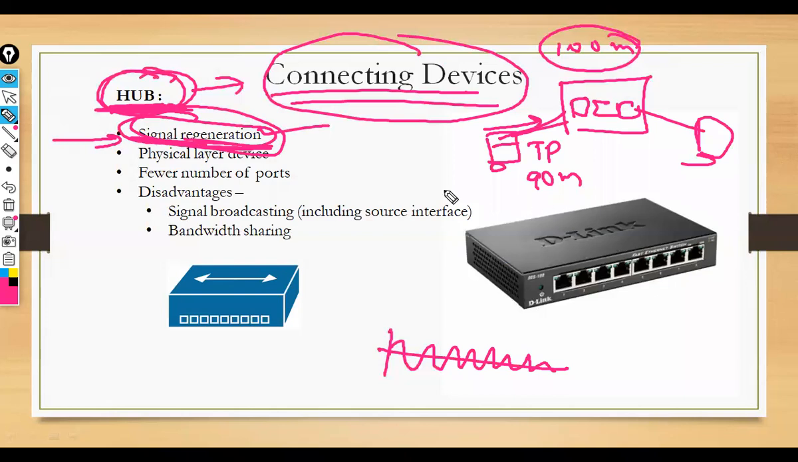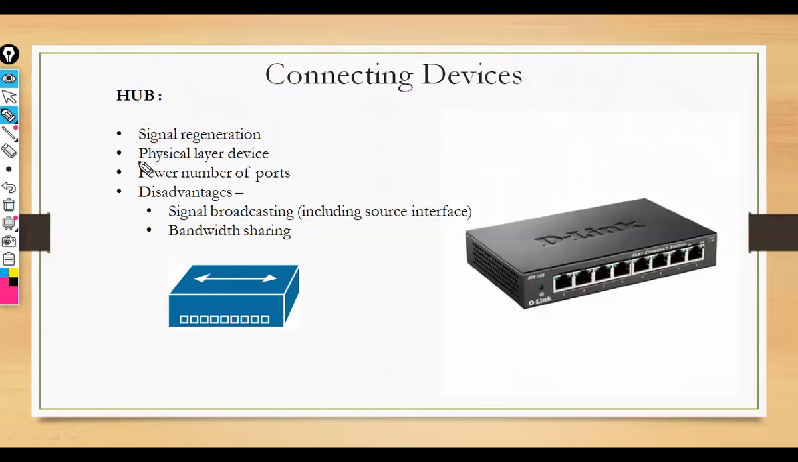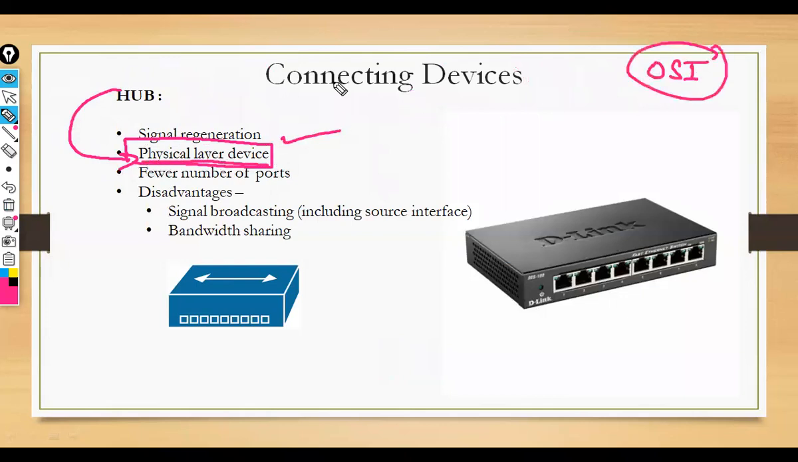Clear? Okay. Now, another thing is that the hub is a physical layer device. We haven't talked about any layers yet, so just understand it's a physical layer device. When we study one topic called OSI, we'll talk about the layers. Later we'll talk about these things.